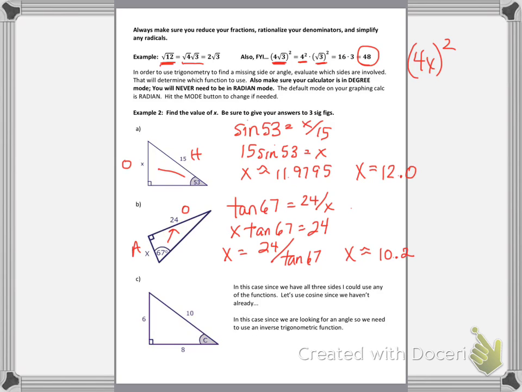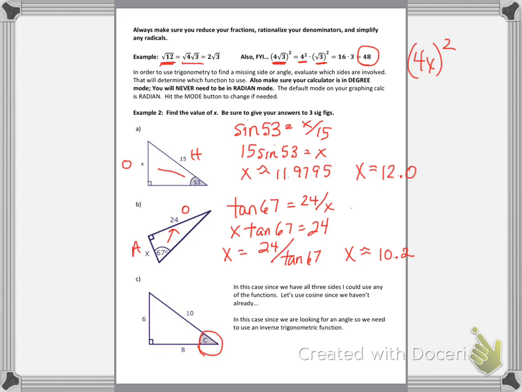So in this case, I actually have all 3 sides. So in this scenario, I could use any of my trig functions. The reason why this one is different is because I'm actually looking for an angle. Again, in most situations, you're not going to necessarily have all 3 sides. So again, you would evaluate which 2 sides do I have, what trig function is that going to be.